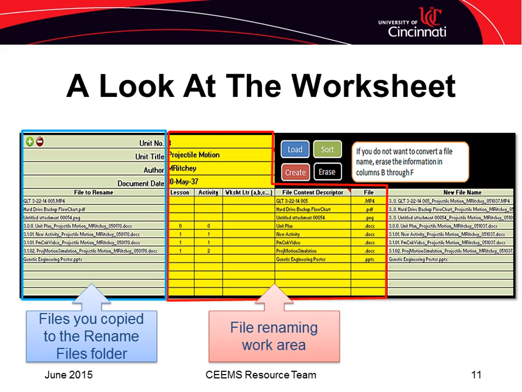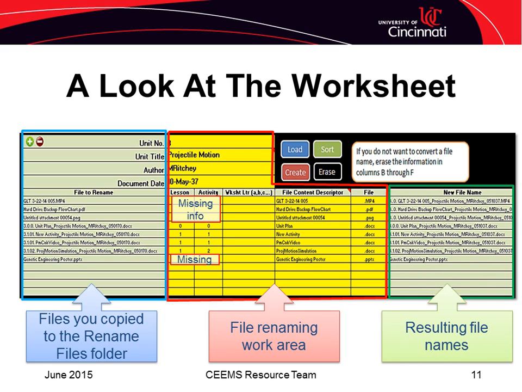In this example, a mixture of file types were included for illustration purposes. Notice that in the file renaming area, the yellow cells, some information is missing. This is due to the fact that the file names of these files do not conform to the naming standard. That is not a problem, as the purpose of this exercise is to rename files according to the standard. On the right-hand side of the sheet, you will see the new file names that are beginning to be created.